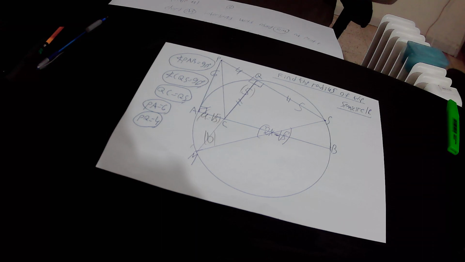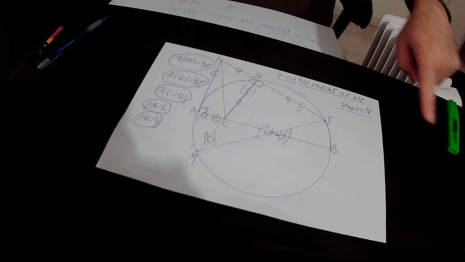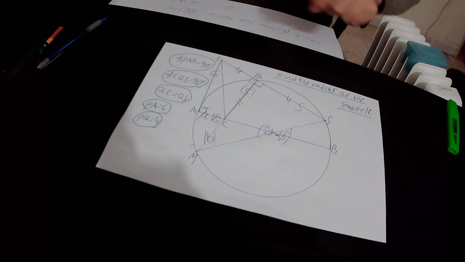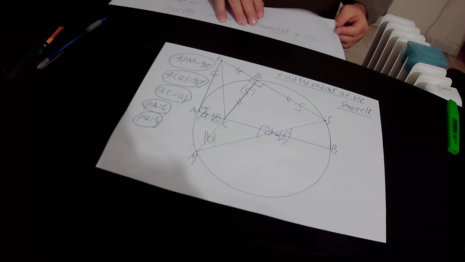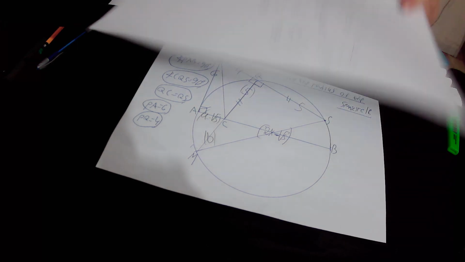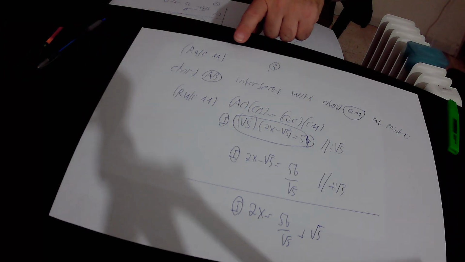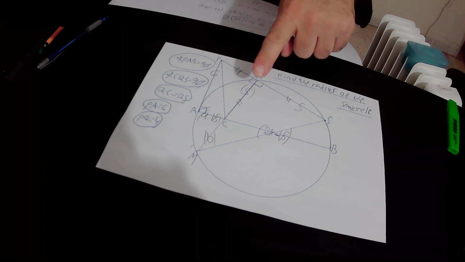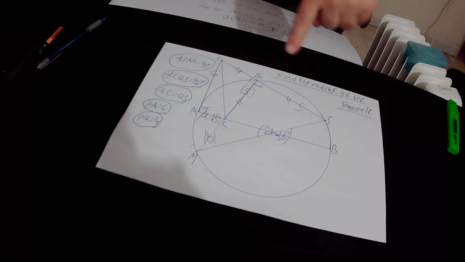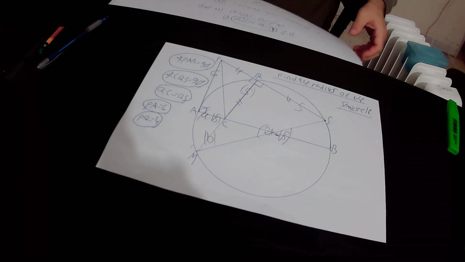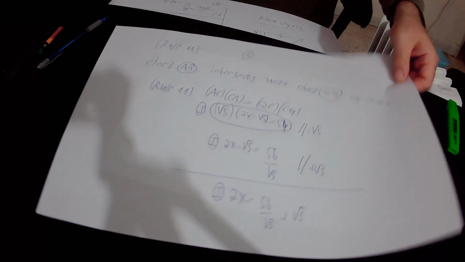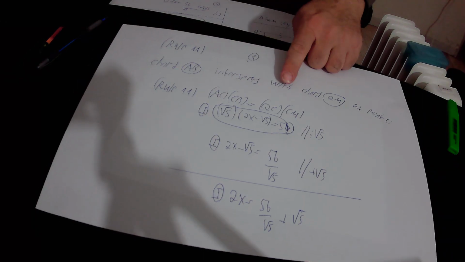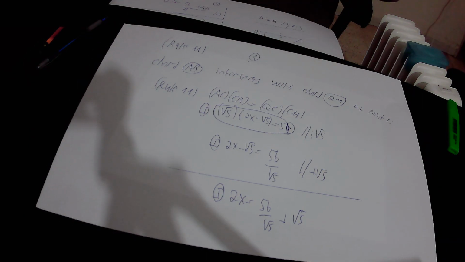Why? Because in our drawing we have chord AB that intersects with chord QM at point C. Therefore, according to rule number 11, we get that AC times CB equals QC times CM. Repeat again: according to rule number 11, AC times CB equals QC times CM.